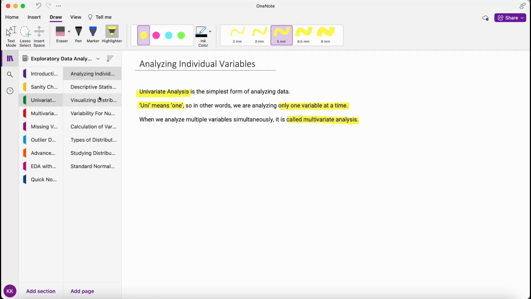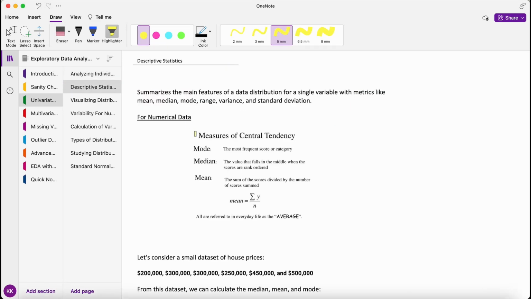In our first discussion on univariate analysis, we turn our attention to measures of central tendency, which are the statistics that summarize the center of a dataset. They are critical in understanding what is typical or average within a set of observations.